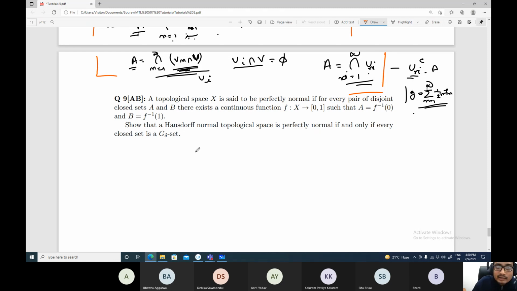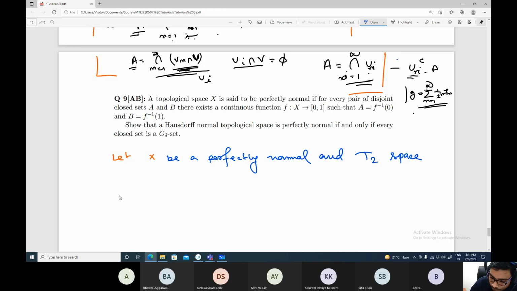Okay, so first we prove that perfectly normal implies every closed set is a G delta set. Now let us take X to be a perfectly normal and Hausdorff, T2 space. So this is a perfectly normal and T2 space. Now take every closed set is a G delta set, right?